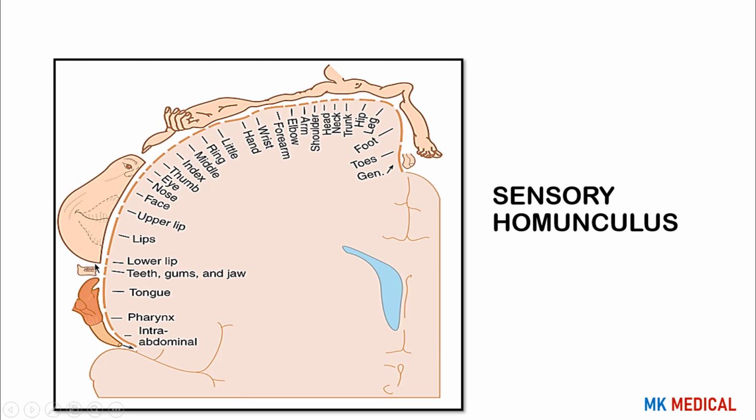You have, of course, the mouth here. Of course, the pharynx, then the intra-abdomen. Then you should have an idea of this and how to actually replicate this diagram and the general orientation of this diagram, because on your exams, you may sometimes be asked to talk about the sensory homunculus.